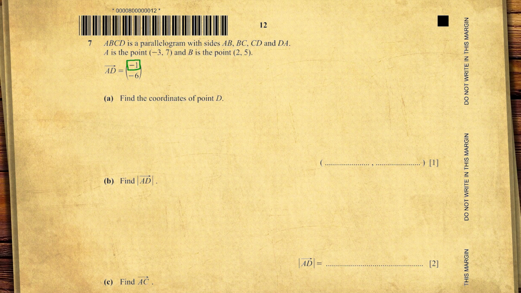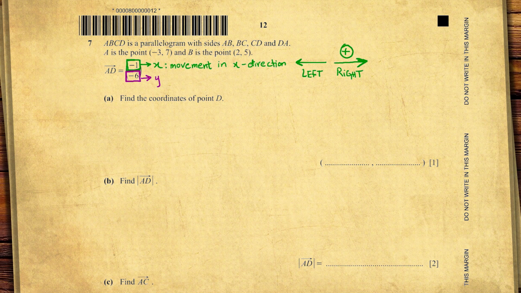Now in a vector, the top value is the x value. That tells us about the movement in the x direction, that means movement to the right or to the left. Movement to the right is positive and movement to the left is negative. And in the vector we are given, the x value is -1, and that means the movement is 1 unit to the left.